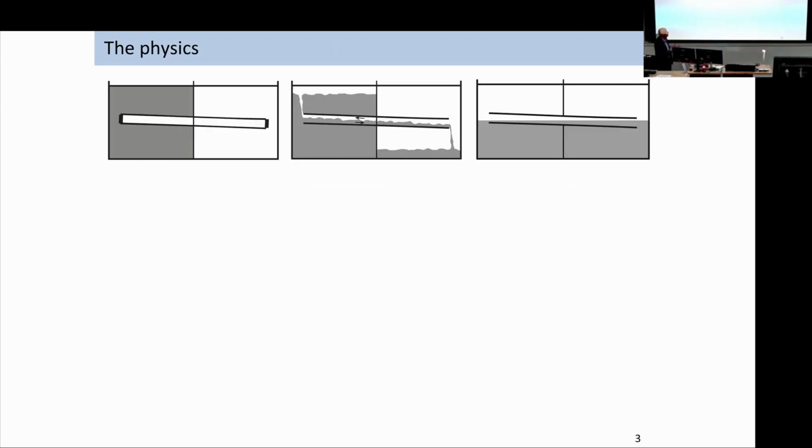Okay, so let's first of all talk a little bit about the physics of the system. We start off with the dark, dense fluid on the left-hand side, and the light, uncolored fluid on the right-hand side. We open the duct and the flow exchanges, and if there's no mixing in the system, of course, all the dense fluid ends up at the bottom on the right, and all the light fluid ends up at the top, and then everything ends.